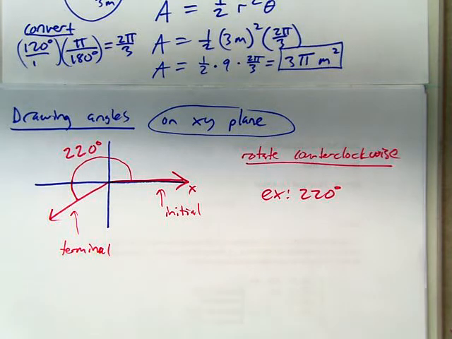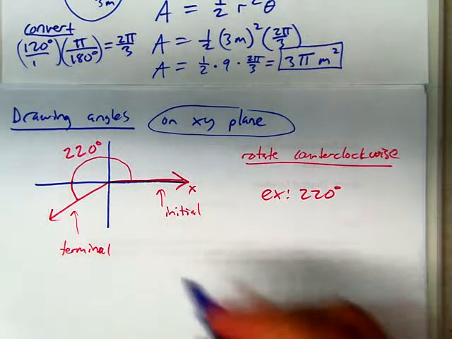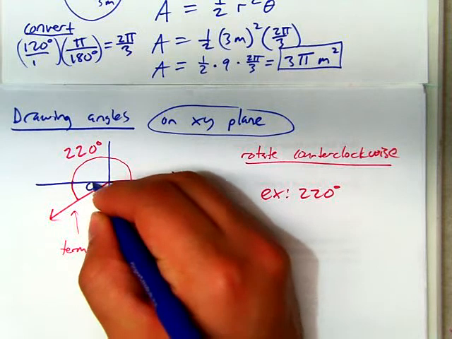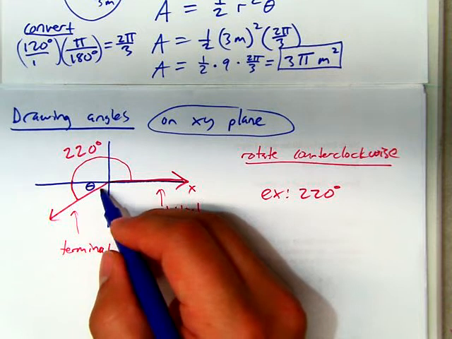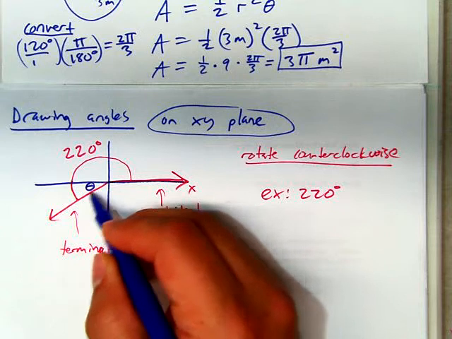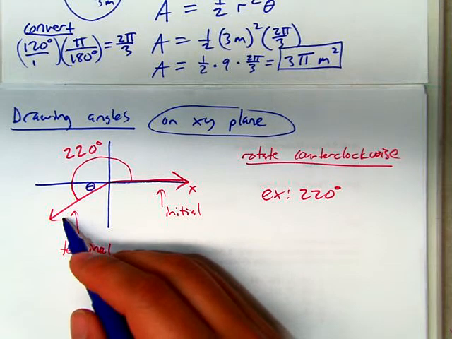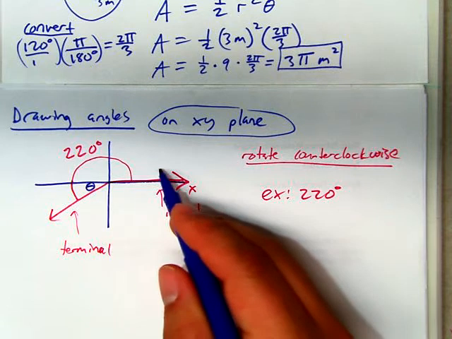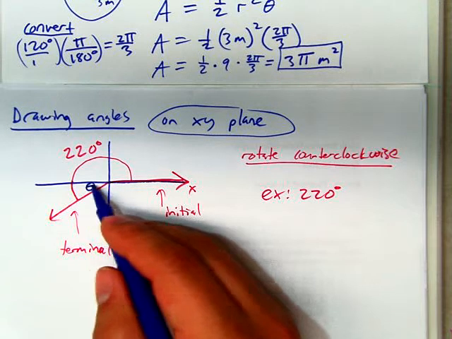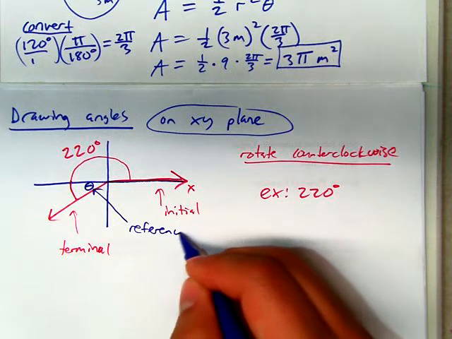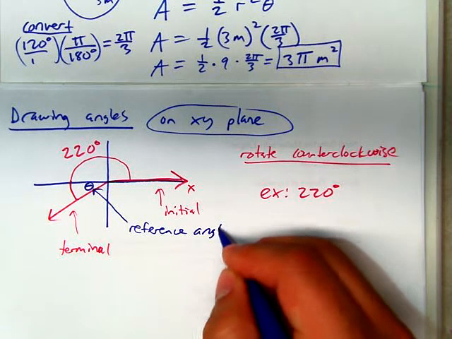Now, something that's going to be very useful for us later on: let's say we have an angle here with respect to the nearest x-axis. Wherever the terminal part of the angle is, find the x-axis, whether it's the negative or positive side, whichever is closest. You make an angle there. That's the reference angle. We're going to use those a lot. So this is called a reference angle.